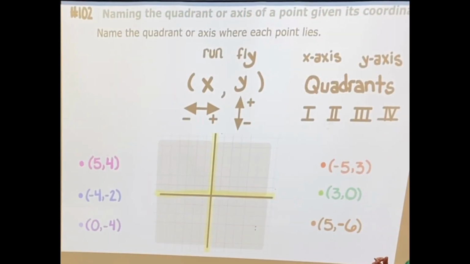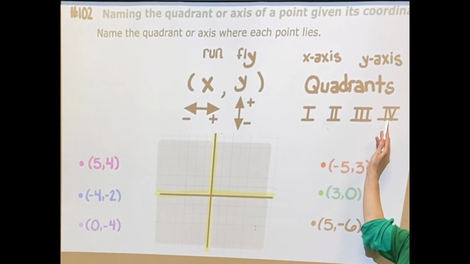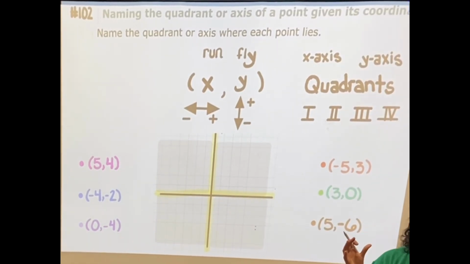For this topic, you need to know your quadrants, your axis, and also how to plot a point. Okay, so let's start off with the quadrants. We have Roman numeral 1, 2, 3, and 4. Quadrant number 1 is the most used quadrant.